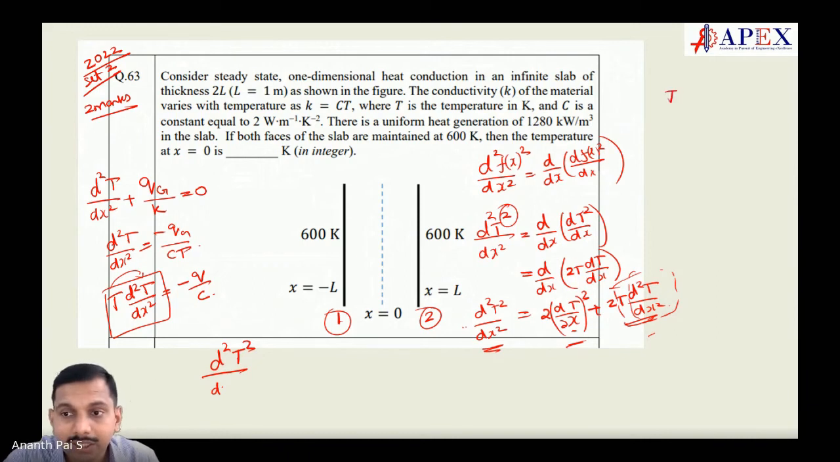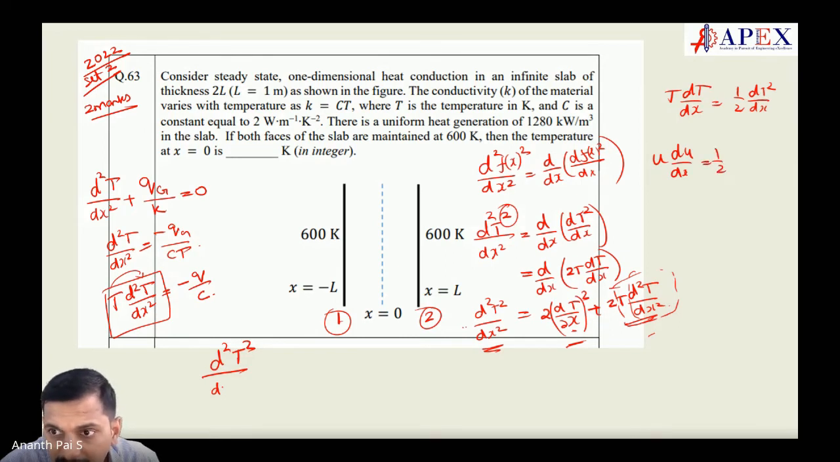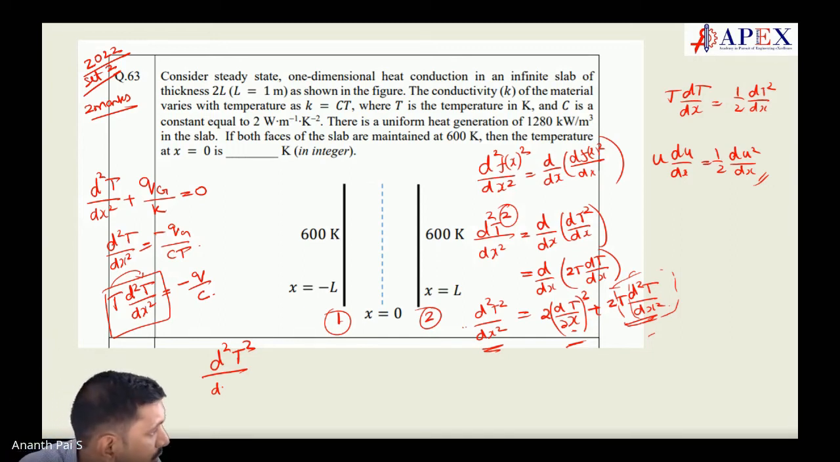I will tell you. t into dt by dx, I changed it to 1 by 2 d of t square by dx. I'm okay with it. If I use u into du by dx, this can be written as half into d u square by dx. Because when you take outside, you get 2 times u, is it not? 2 cancels. This I might have used.